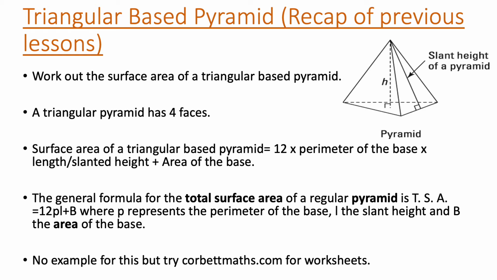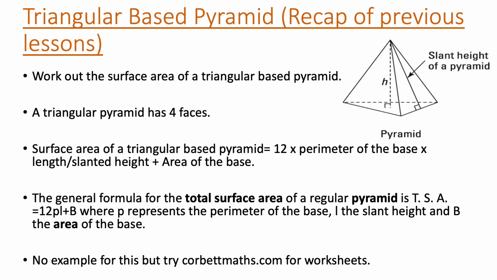Okay, so here I've put the surface area of a triangle-based pyramid is 1/2 times the perimeter of the base times the length or slanted height, plus the area of the base. So you do 1/2 of the perimeter of the base, so whatever the base perimeter is, you times it by 1/2, and then you would multiply that by the slanted height, which is this part here, and then you would add on the area of the base. So that is another way to work out the total surface area of that.